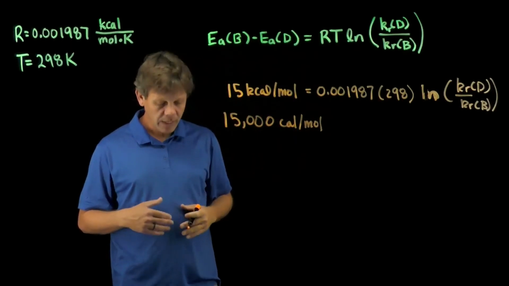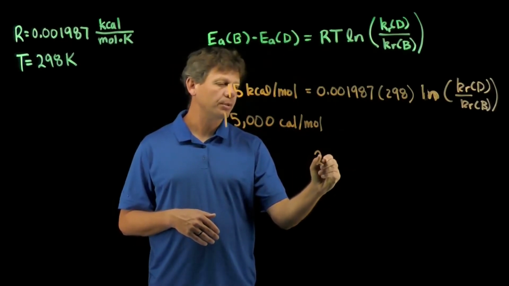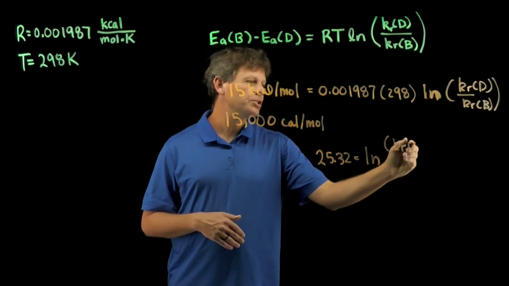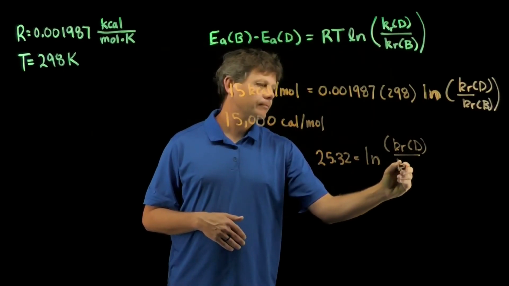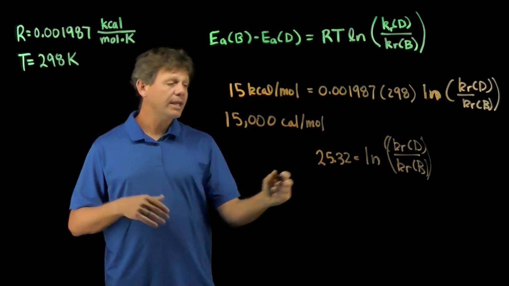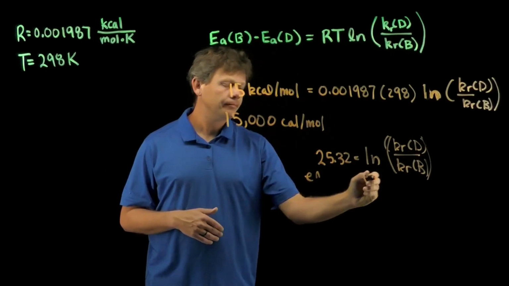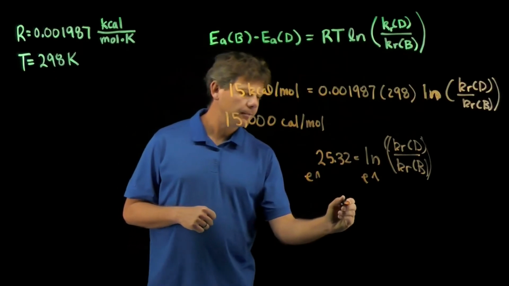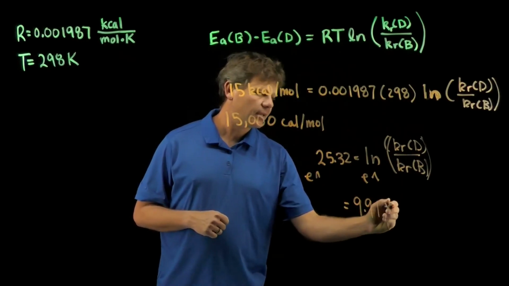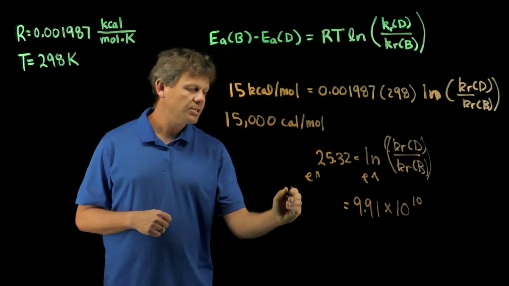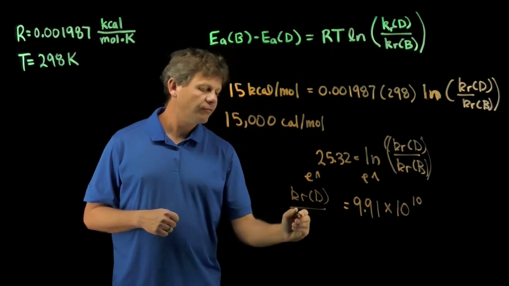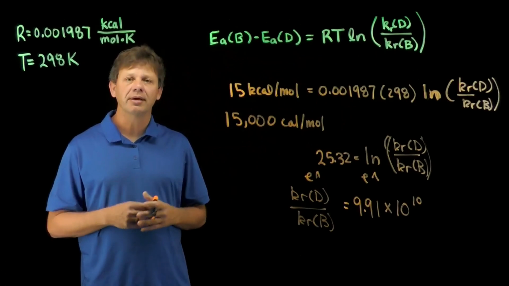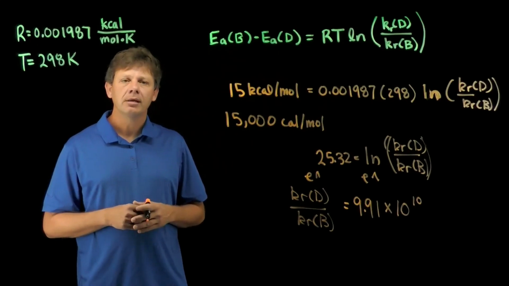When we do this math, we end up with 25.32 is equal to the natural log of our ratios of rates. We can take e to both sides, and that's going to give us a relative ratio of 9.91 times 10 to the 10th. So that ratio is telling us that D forms that much faster than B, a positive number just like we expected, or a number that is greater than 1, just like we expected.